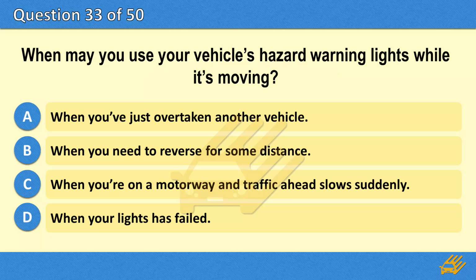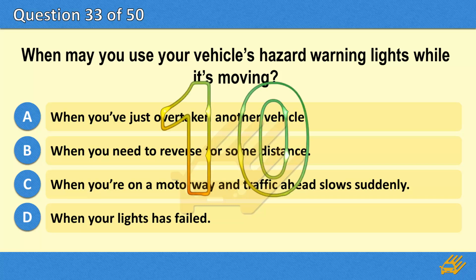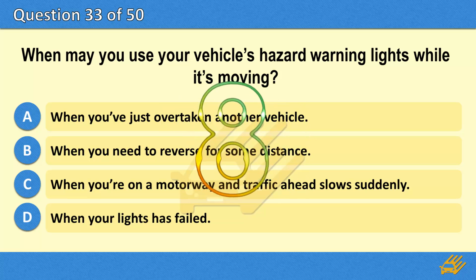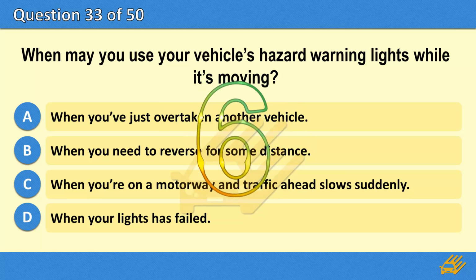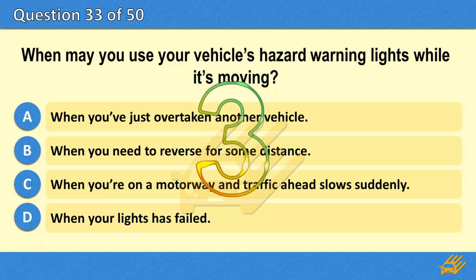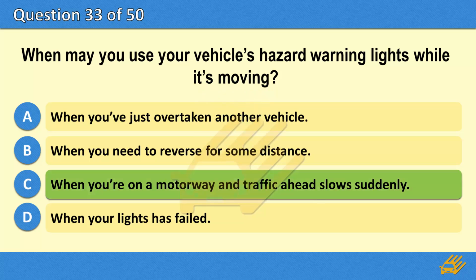When may you use your vehicle's hazard warning lights while it's moving? A. When you've just overtaken another vehicle. B. When you need to reverse for some distance. C. When you're on a motorway and traffic ahead slows suddenly. D. When your lights have failed. The correct answer is C. When you're on a motorway and traffic ahead slows suddenly.